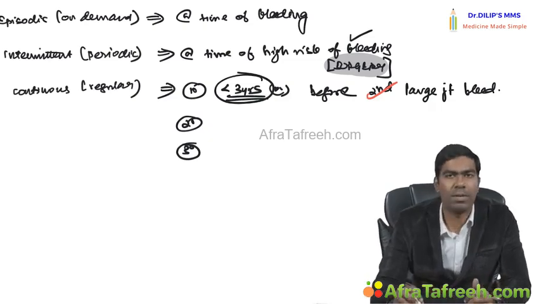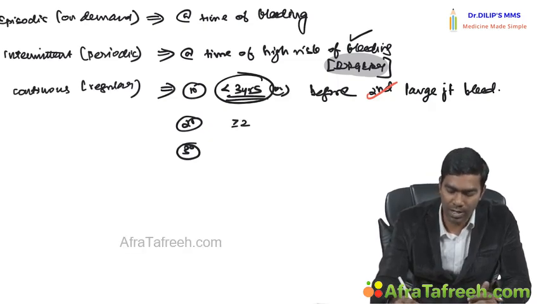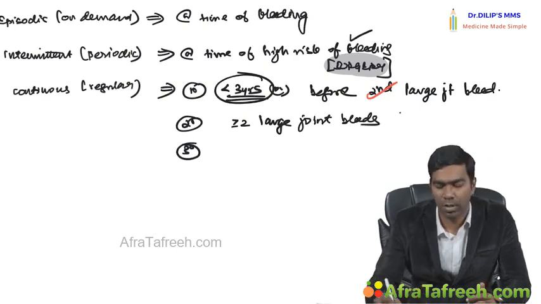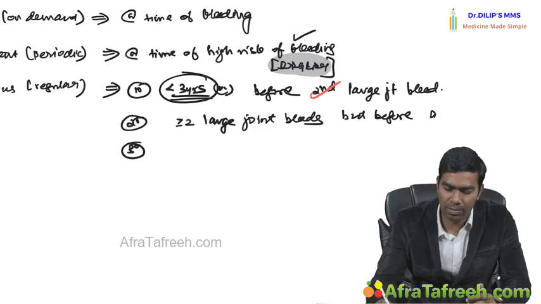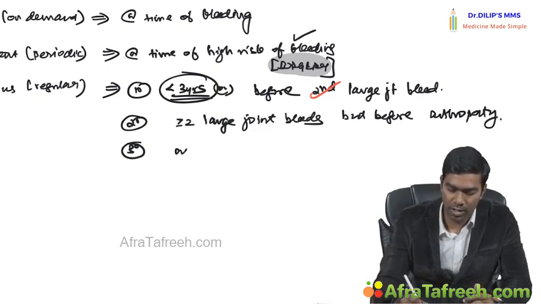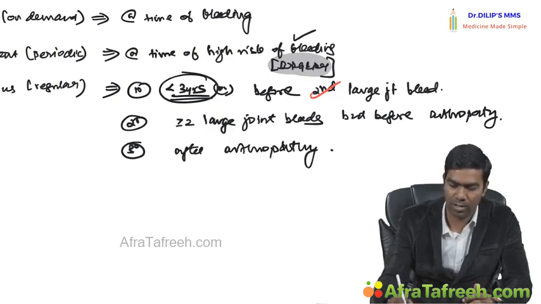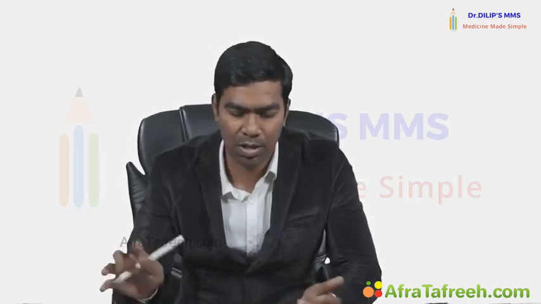Clear. So what do you mean by secondary prophylaxis? Secondary prophylaxis is when you start after at least 2 large joint bleeds, but before the development of arthropathy. The patient has not developed hemophilic arthropathy, with the picture we have seen already. Tertiary prophylaxis means you are starting the prophylaxis after the onset of arthropathy. That is what we refer to as tertiary prophylaxis. So these are the types of prophylaxis you have. Just the definitions are important. Apart from that, it's not that important.